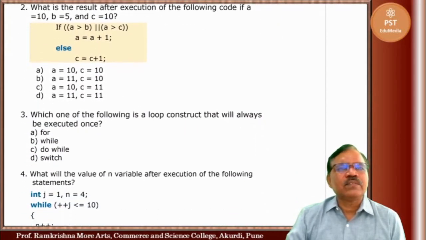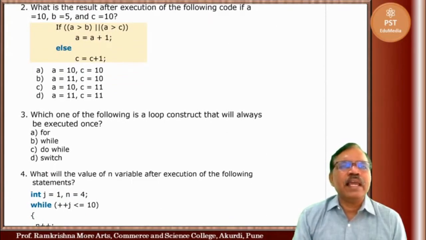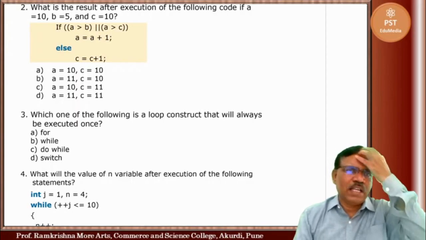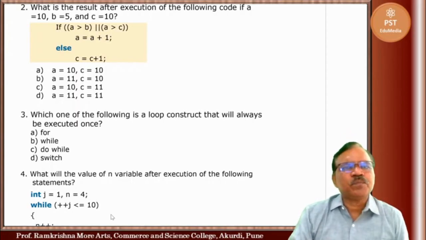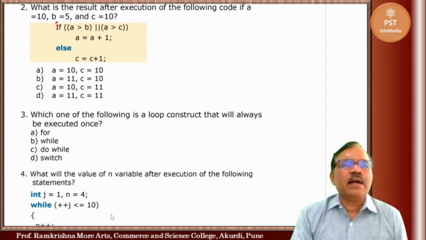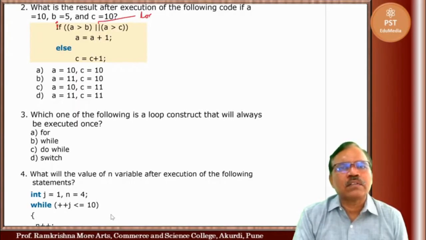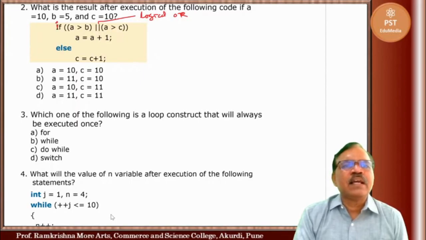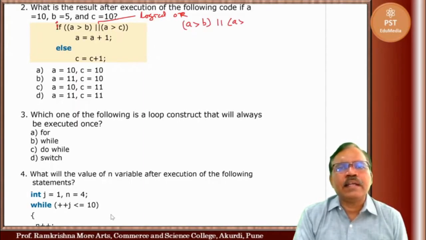Now next one. What is the result after execution of the following code if A equal to 10, B equal to 5 and C equal to 10? Now if, actually small i, if in bracket A greater than B or, this is the logical OR operator. So A greater than B or A greater than C.